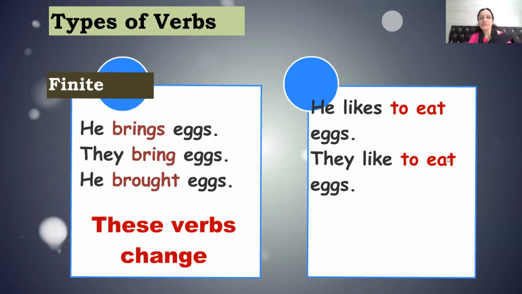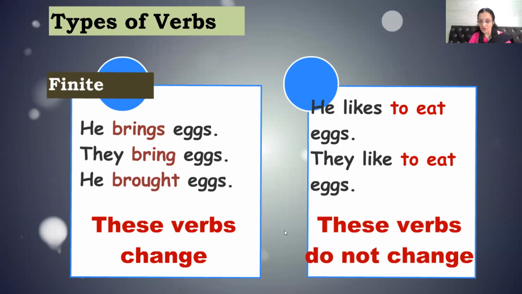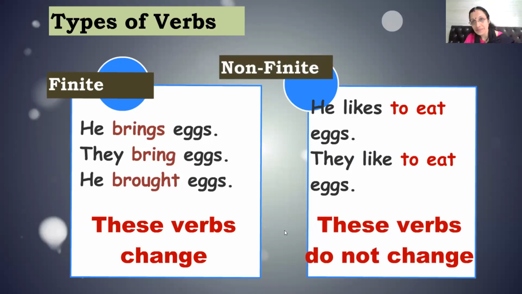Has the verb changed here? No, ma'am, it has not changed. So when it doesn't change, it is called non-finite. You can use it anywhere. It will not change itself.